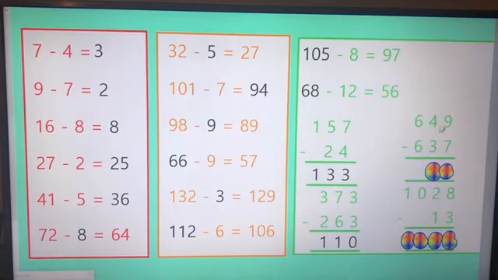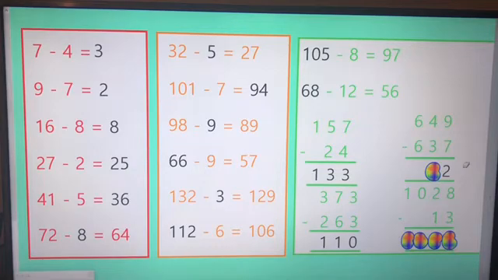So we'll move on to 649 take away 637. So we always start with what column? The ones column. Well done. So our ones column is 9 take away 7. So 9 in my head, 7 on my fingers, and count back. 8, 7, 6, 5, 4, 3, 2. So 2 goes in my ones column.